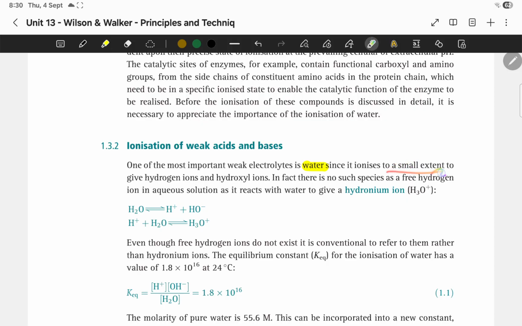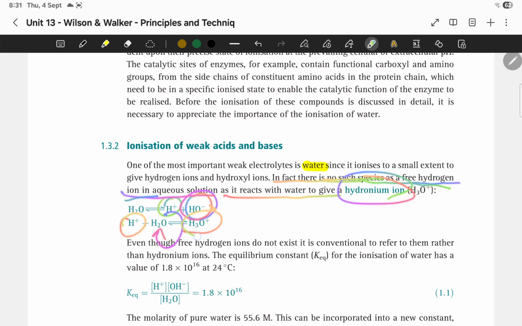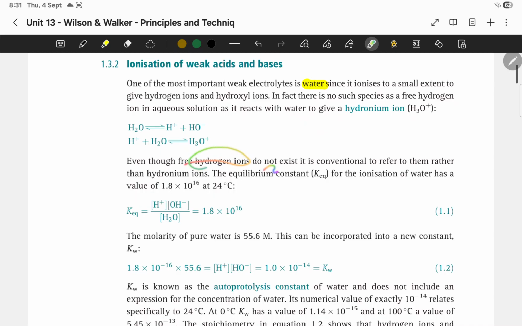Since it ionizes to small extents to give hydrogen ions and hydroxyl ions, this is the hydrogen ion, this is the hydroxyl ion. In fact, there is no such species as free hydrogen ion in aqueous solution, as it reacts with water to give hydronium ion. So it will react with water to give us hydronium ions. Even though free hydrogen ions do not exist, it is conventional to refer to them as hydronium ions.